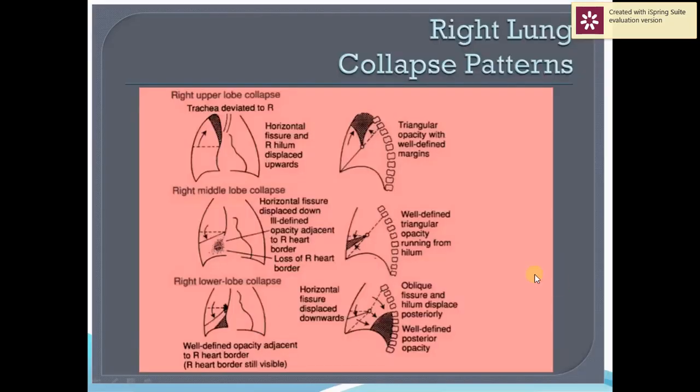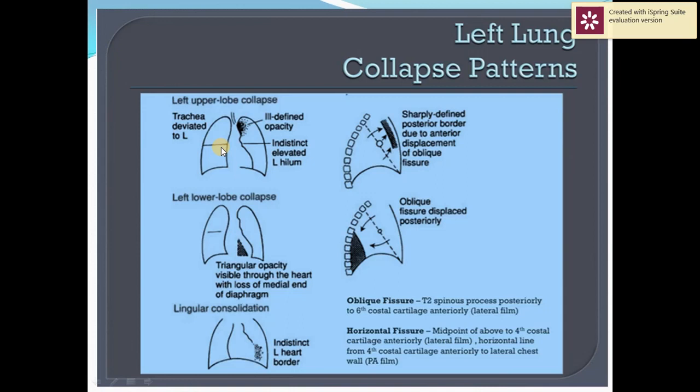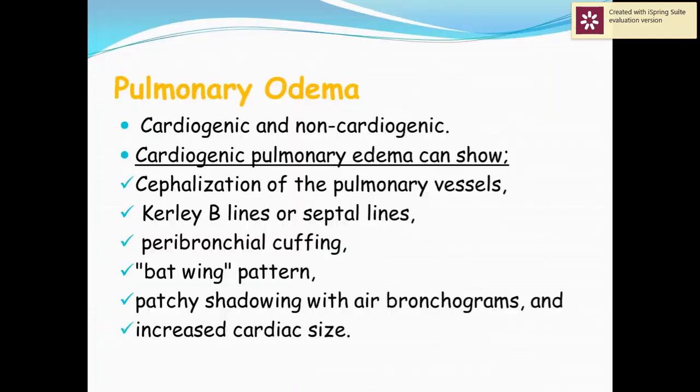This is the right upper lobe collapse, which is called golden sign or inverted S-shaped sign. This is left upper lobe collapse. Pulmonary edema, we have to differentiate between cardiogenic and non-cardiogenic.